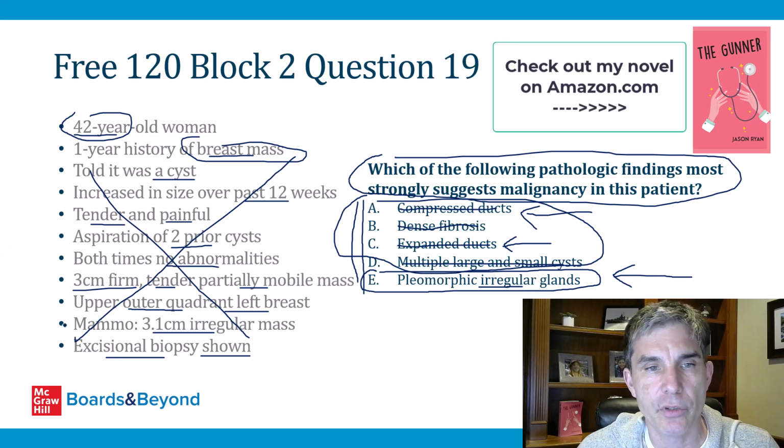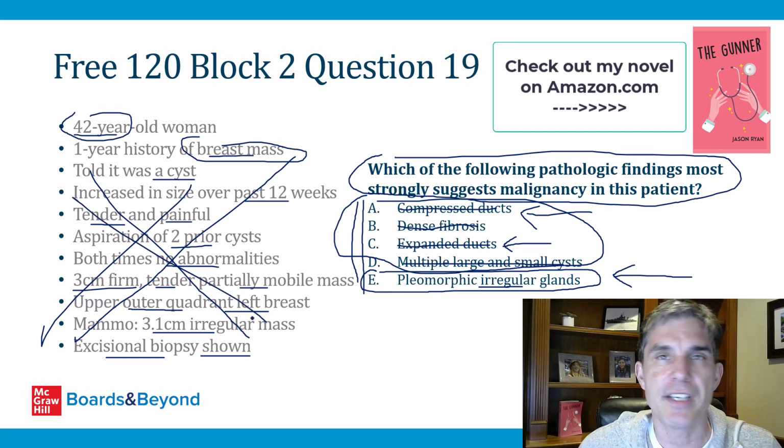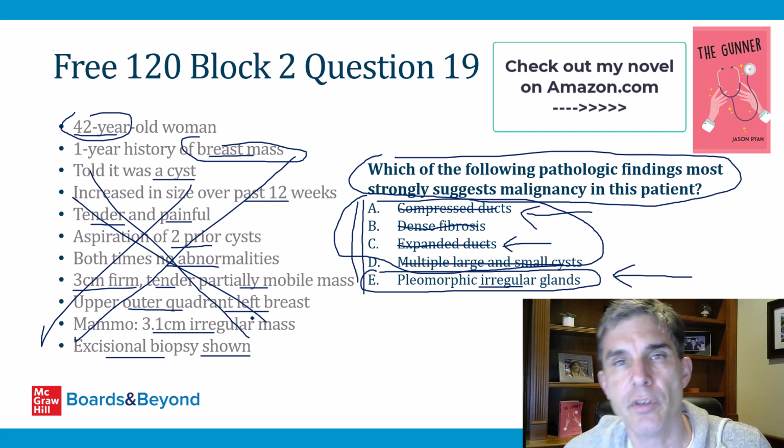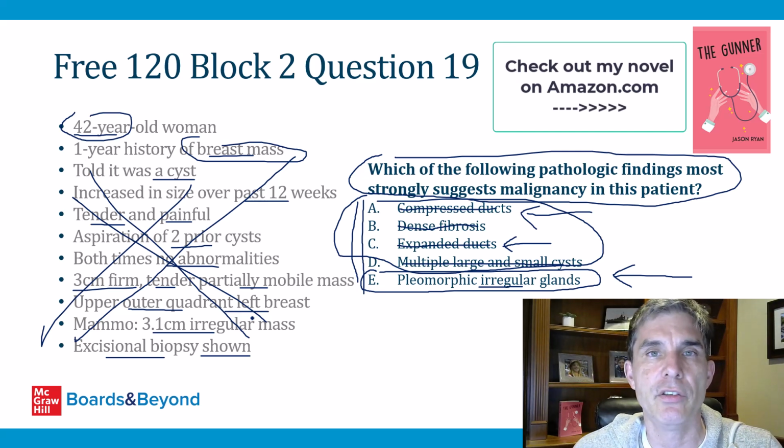You have to be able to eliminate all this unnecessary, distracting information and just realize that this is a very simple question saying, in a 42-year-old woman with a breast mass, which of these words and phrases would most strongly suggest malignancy? And that concludes our video review of the Step 1 Free 120 Block 2 Question 19.